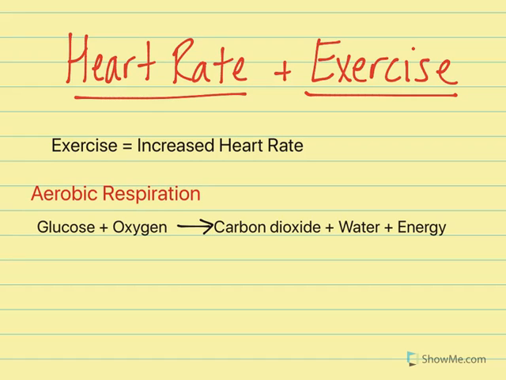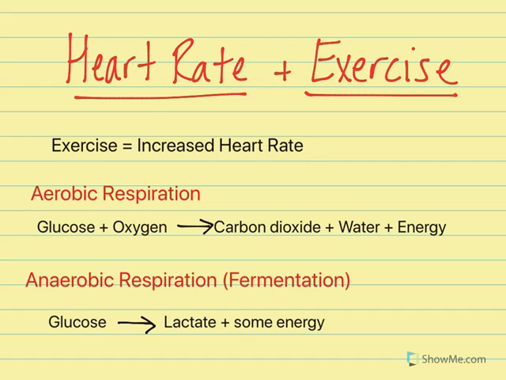Now, your heart supplies your muscles with glucose and oxygen from the blood. These are used in the process of aerobic respiration to generate lots of energy for your muscles to work. During strenuous exercise, however, not enough oxygen is supplied to your muscles, so the glucose is broken down on its own without oxygen into a substance called lactate, which releases just a little bit of energy.